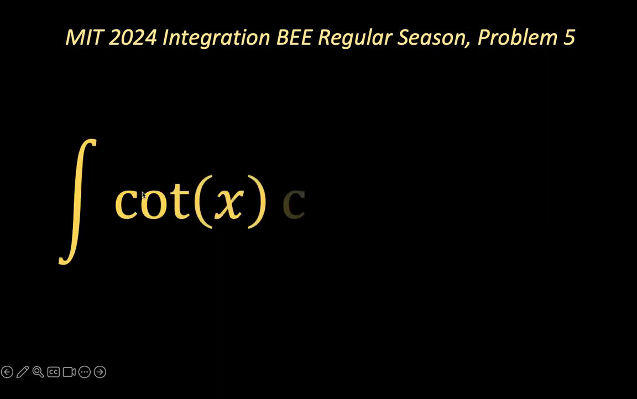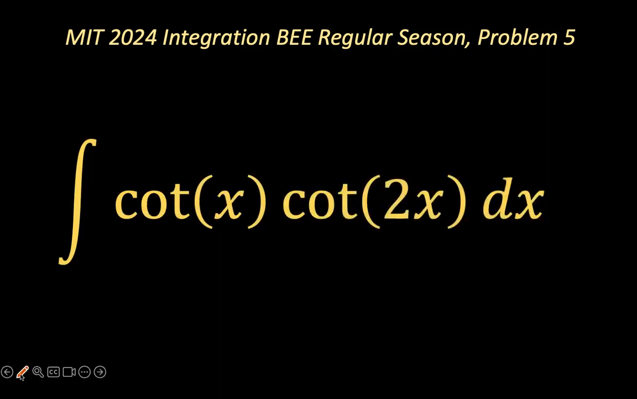Today's problem comes from MIT 2024 Integration Bee regular season, problem number 5, which is the indefinite integral of cot x times cot 2x. This is an interesting problem, not very hard, but interesting all the same.